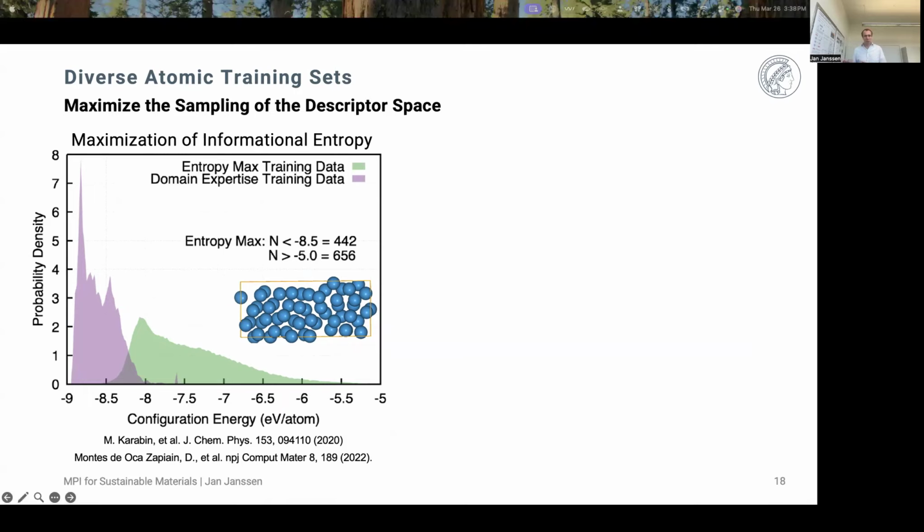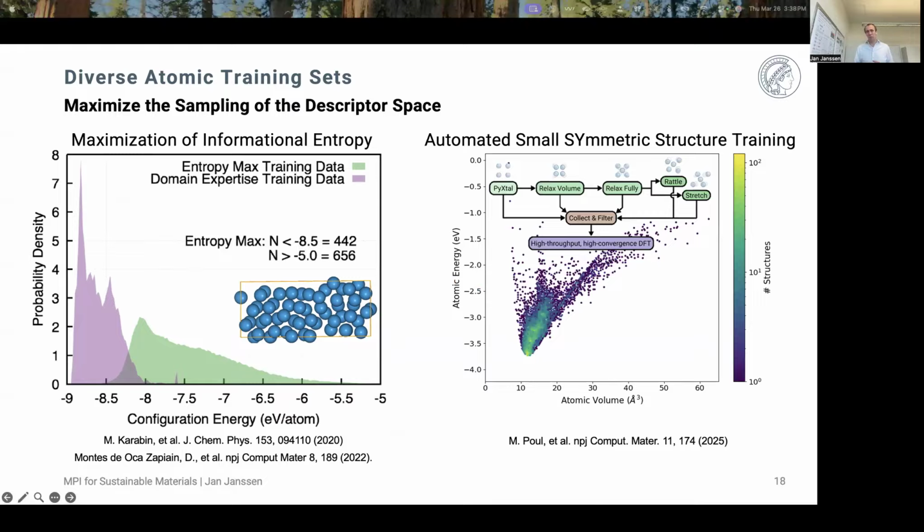This was first done by the group of Danny Perez in Los Alamos, right? So they focused on maximizing the informational entropy of the descriptors to really sample the full descriptor space and get rather diverse structures. We adopted this approach and adjusted it with the automated small symmetry structure training set method, or ASSIST for short, where we start with high symmetry structures first, then relax them in terms of the volume and all the positions, and afterwards rattle and stretch these structures to really have a diverse sampling of the configuration space.